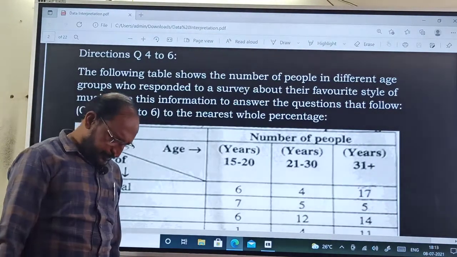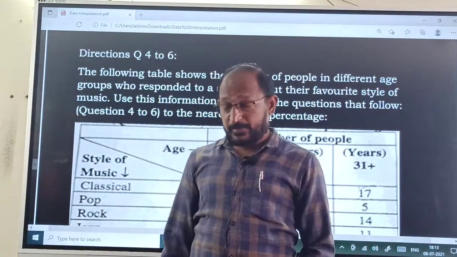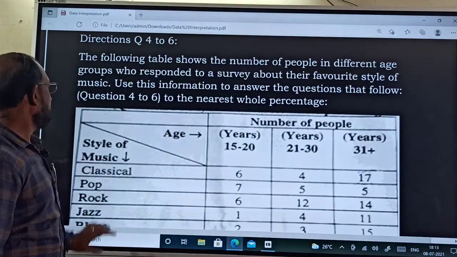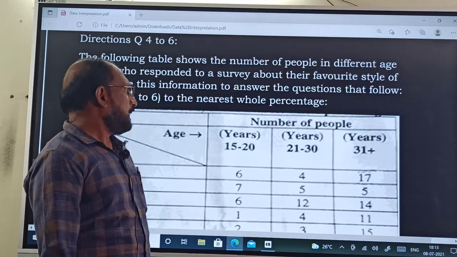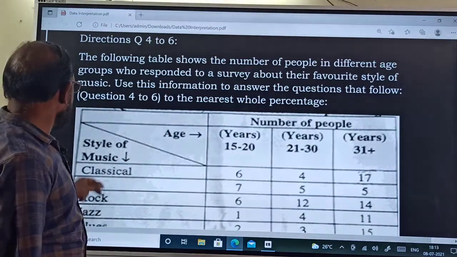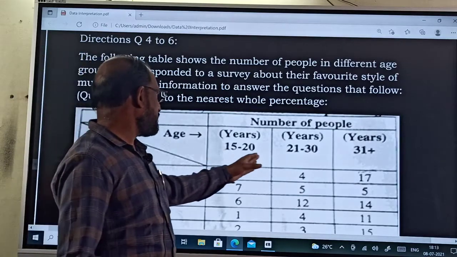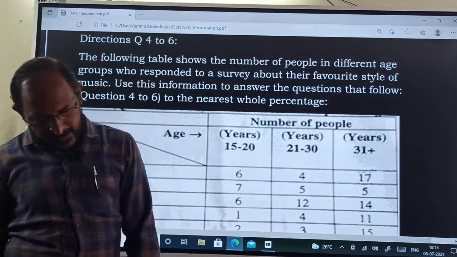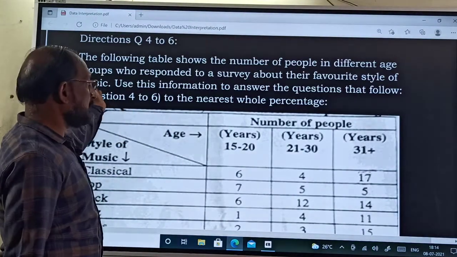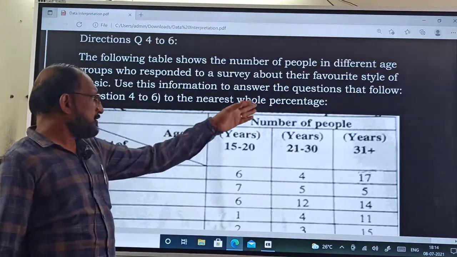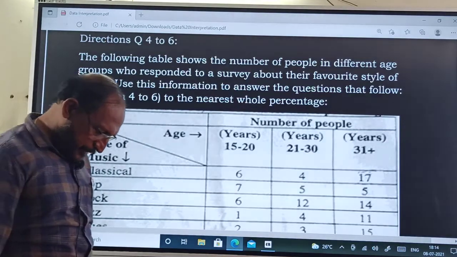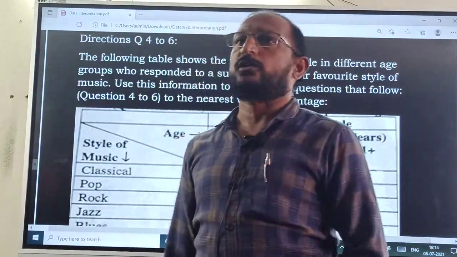Now another problem. Look at the problem, questions 4 to 6. The number of people in different age groups, 15 to 20, 21 to 30 and 31 plus years, and their interest in the style of music is given. Using this information, we have to solve problems 4, 5, 6. Three problems we have to solve.